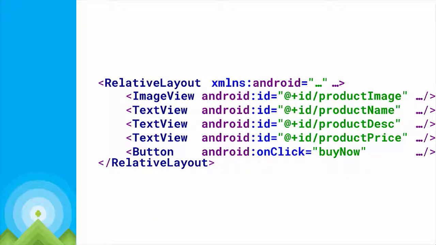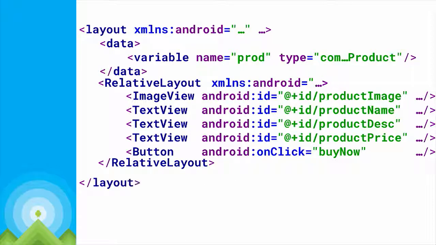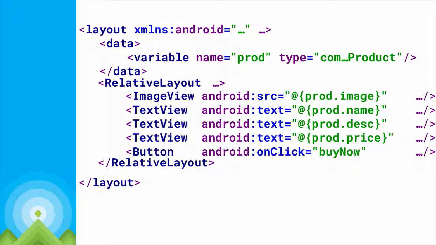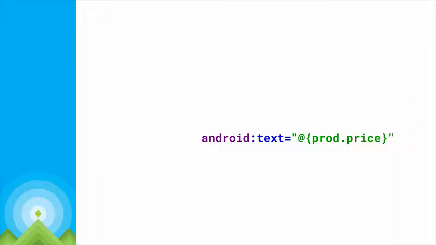All right, let's look at your layout. Wow, you have a lot of ellipses in your layout, man. What's up with that? All right, so to make sure that we understand that it's a data binding layout, first we add this layout tag to the outside, and then we get this prod variable that we set in the onCreate. Then we can use that prod variable anywhere in our layout. So instead of this ID, we can now access that prod variable. For example, the source is an image drawable, so we can access it directly. The product name is a string, and same with the description.